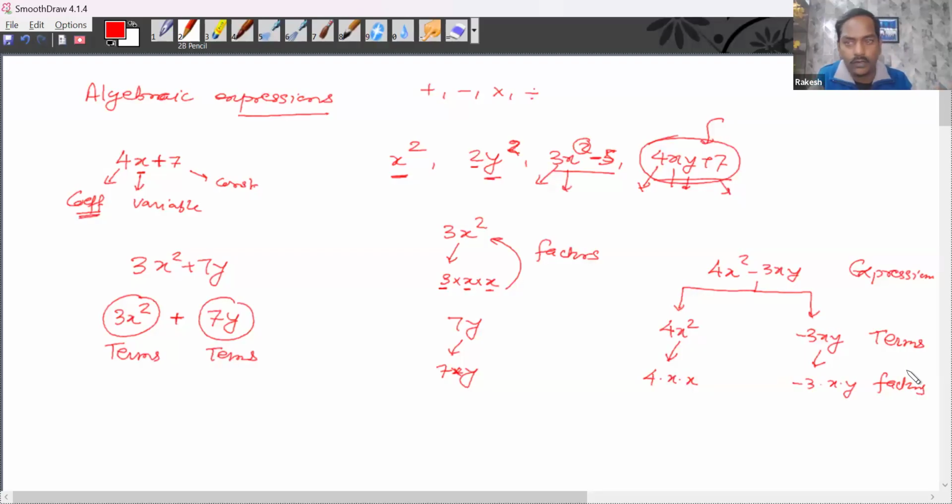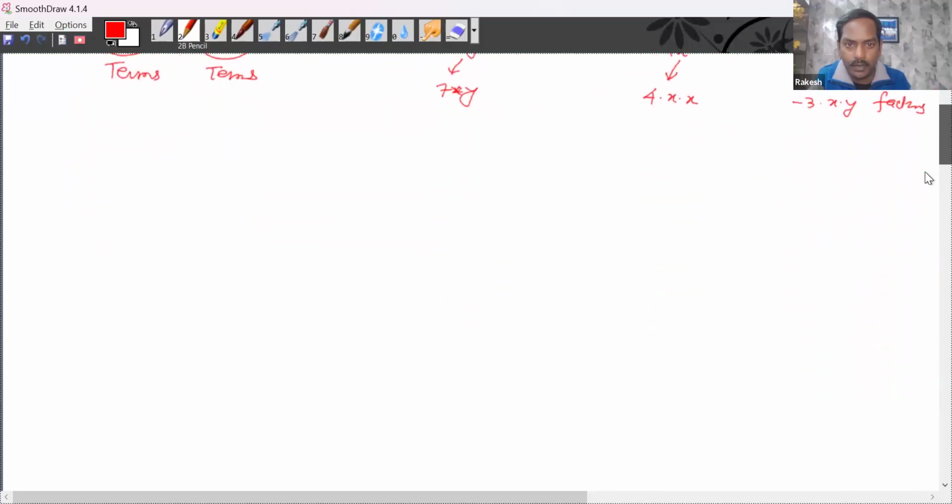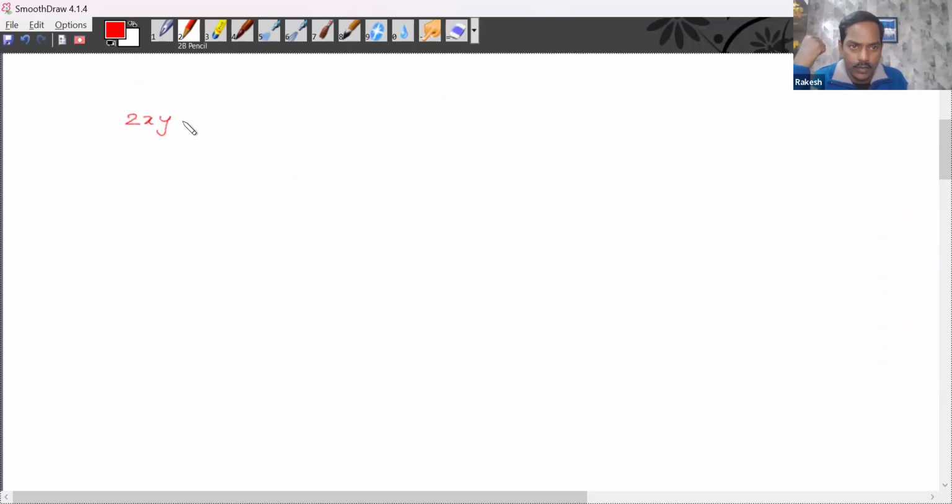Now let's move to the next important thing, which is what are like terms and unlike terms. So I'm writing a very simple algebraic expression and using that I'll explain it. If I have the expression 2xy minus 3x plus 5xy minus 4, this is an algebraic expression having the term 2xy. Each term has factors.